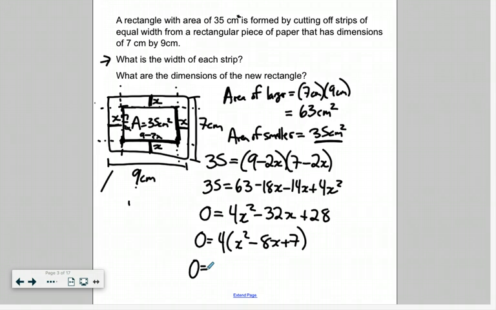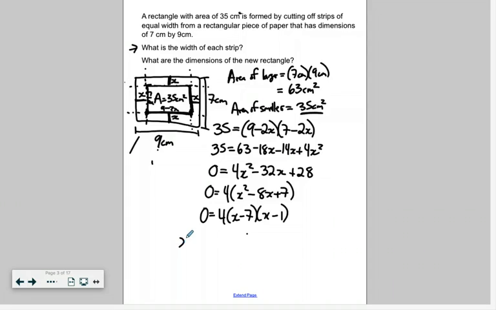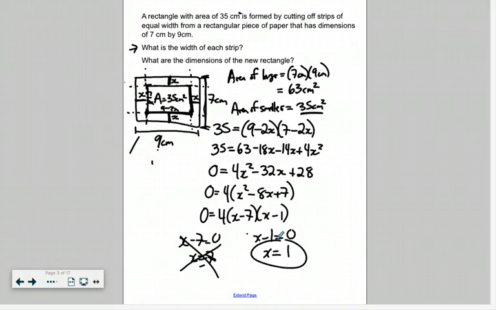And then two numbers that multiply to give me positive 7 and add to give me negative 8. They are x minus 7 and x minus 1, sorry. And so that means that either x minus 7 is equal to 0, and the width is 7 centimeters, or x minus 1 is equal to 0, and the width of the strip is 1 centimeter. Now, it doesn't make sense in context for this width to be 7, because remember, the entire height of the original piece of paper was 7, so if you cut off that entire width, you're not left with any paper. So this doesn't make sense, but the 1 does.